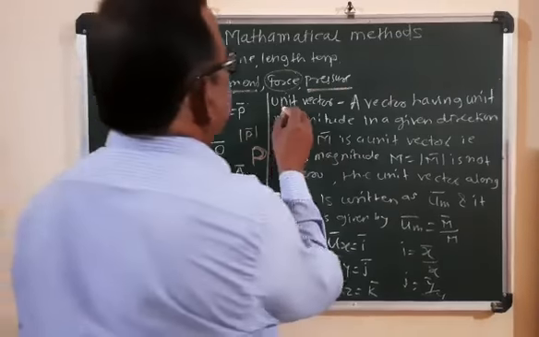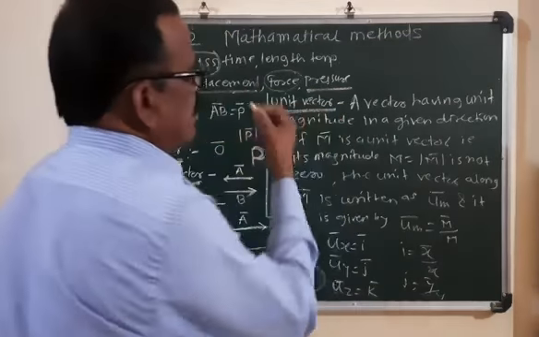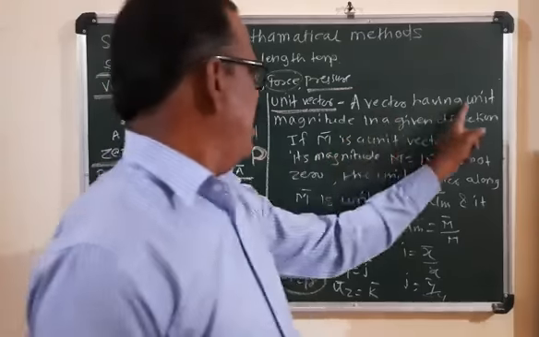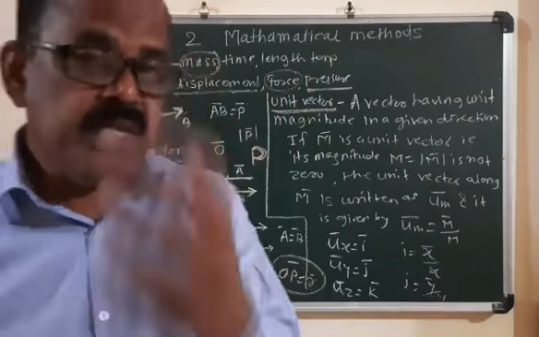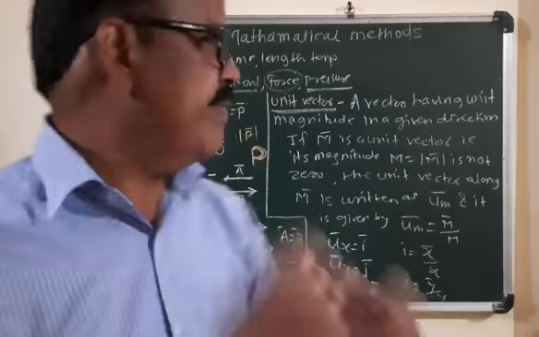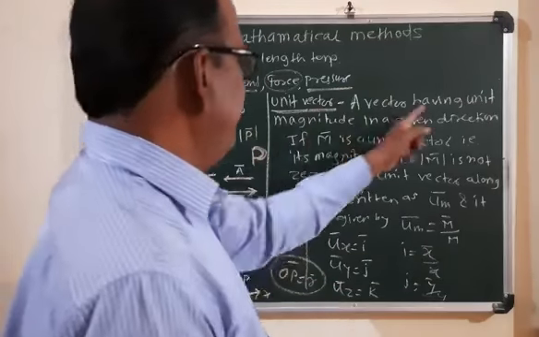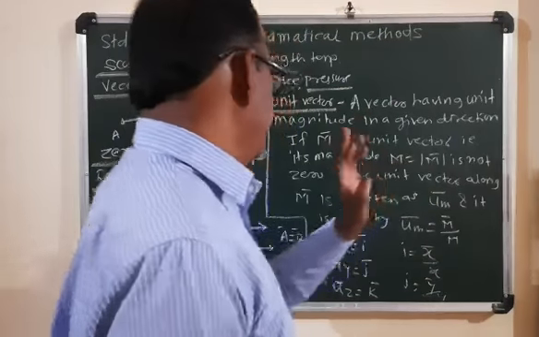Now we have to explain unit vector. A unit vector is a vector having unit magnitude. A vector whose magnitude is 1 is called a unit vector, a vector having unit magnitude in a given direction.